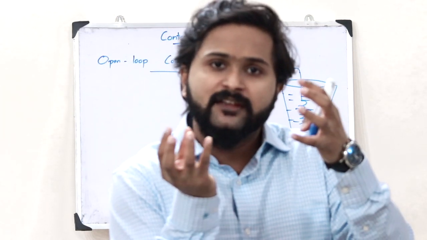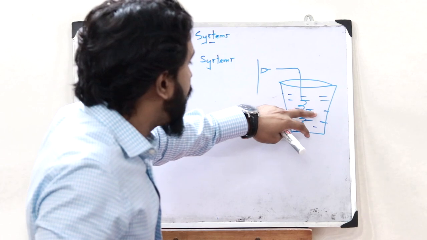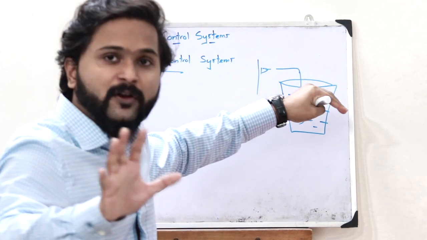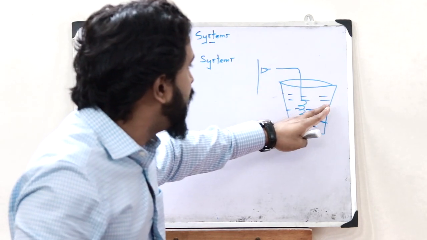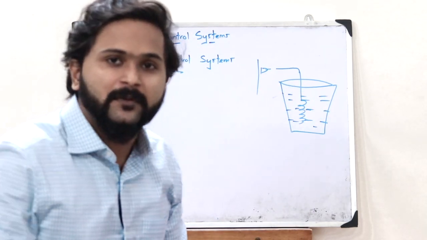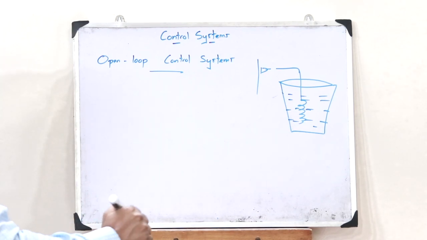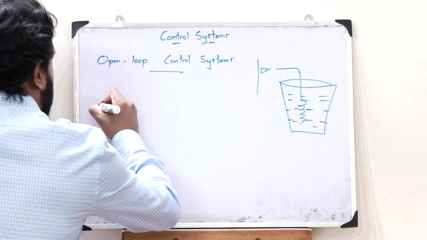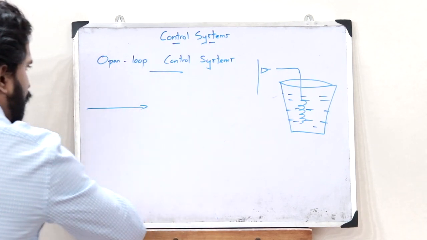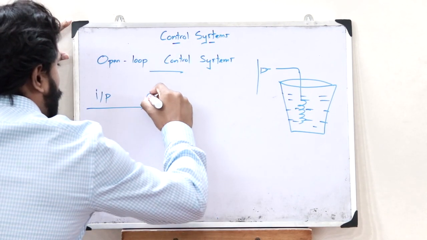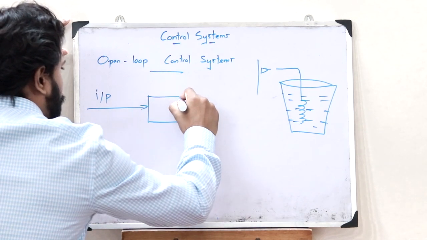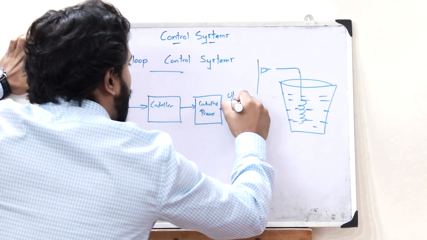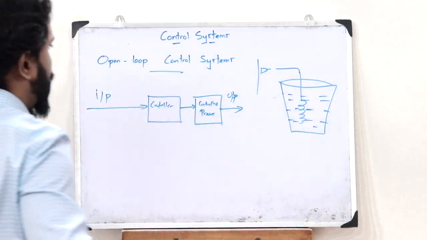That is, we are not giving any feedback from the output quantity. The input to the system does not depend on the output that is provided from this particular system. So if we are drawing a basic block diagram of an open loop control system, it would look somewhat like this. First, we will have a particular input quantity, and this input quantity will be provided to a particular controller, thereby producing a controlled process. This thus gives us the output, which is the heating of this particular water.